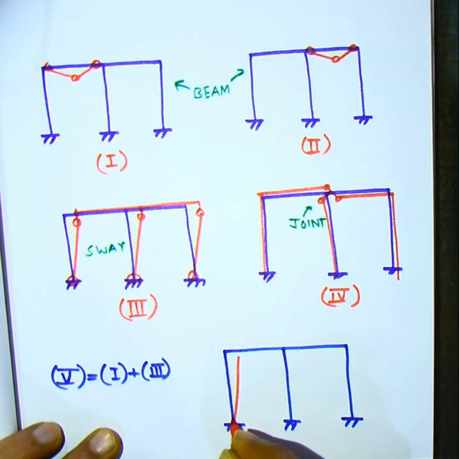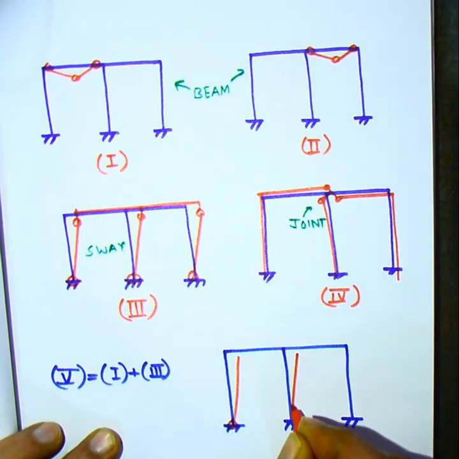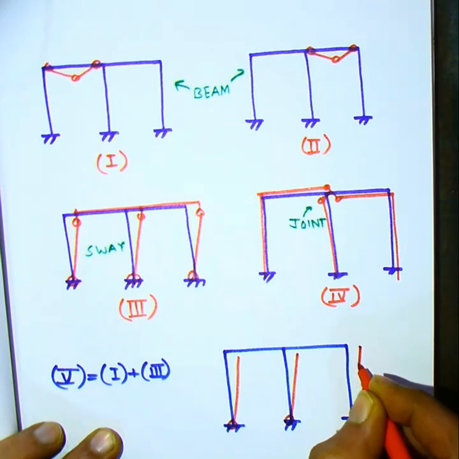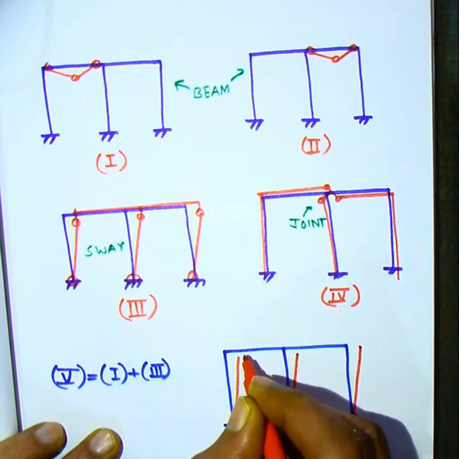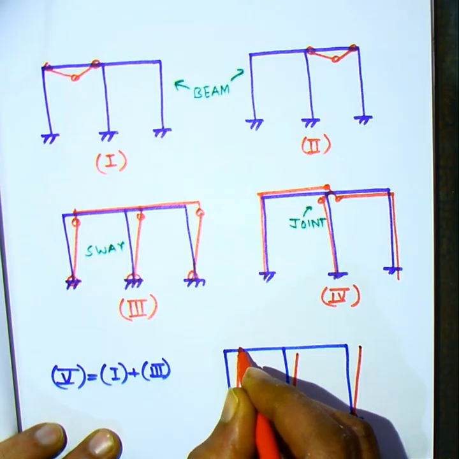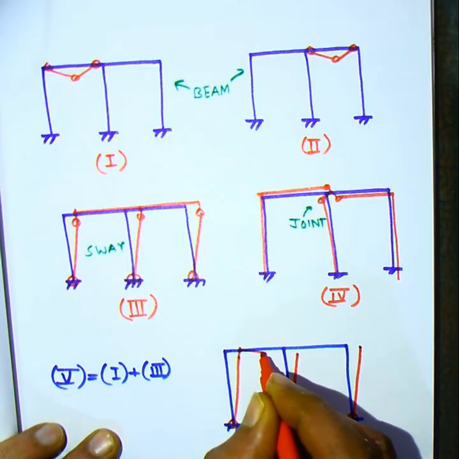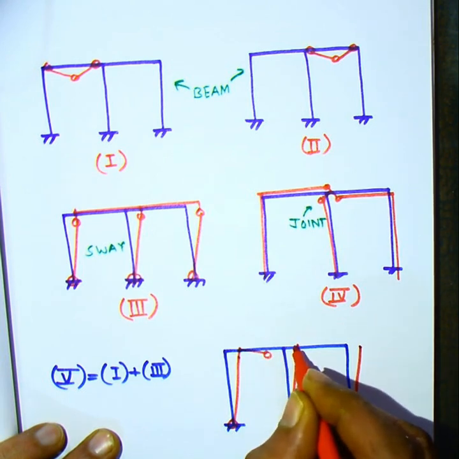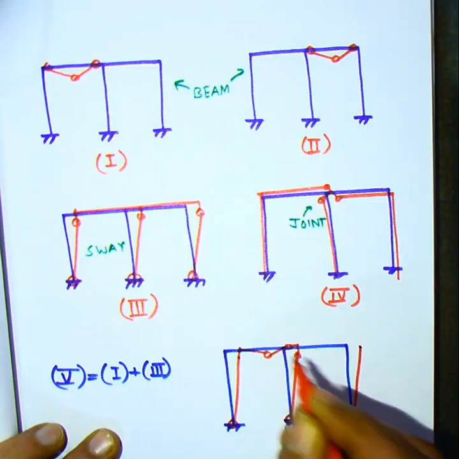Now see here what is the final shape the structure assumes after this combination. This is mechanism number 5. Please pay careful attention to the hinges which are being marked at the top of the columns. Some hinges will get cancelled out and some new hinges will appear.